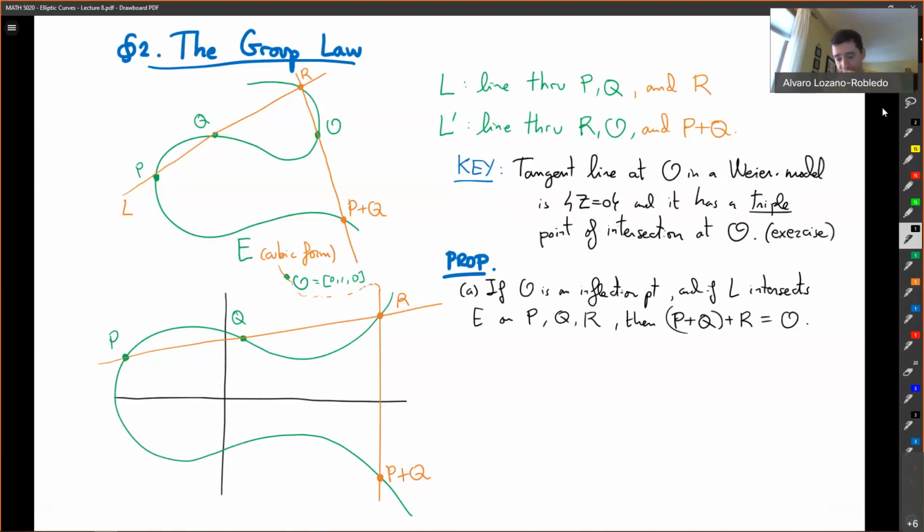Okay, you can see in the picture that I put here of the Weierstrass model that it is clear that this happens just by definition of how addition works.